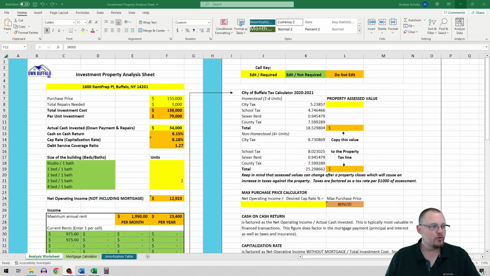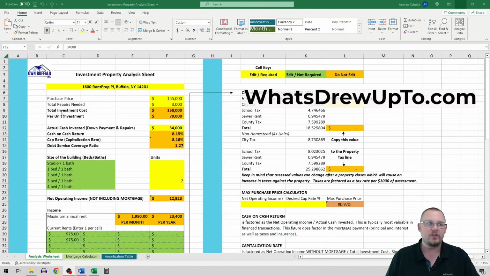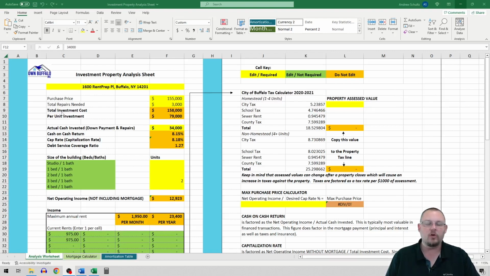Before we jump into our segments on the actual formulas that we're going to be looking at, I wanted to spend a minute talking about the spreadsheet that we're working with today. This is a spreadsheet that I developed a couple years back, and you can get a free copy of this over on my website, which is whatsdrewupto.com. From there, you'll be able to download a copy of this spreadsheet in its current form, as well as a companion video showing you how to use this piece of software.